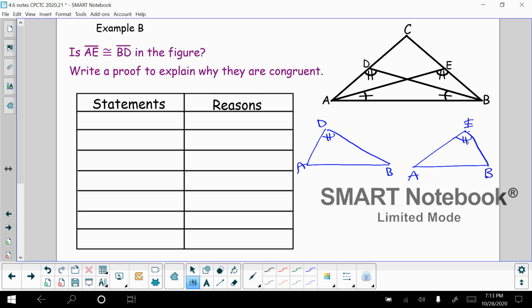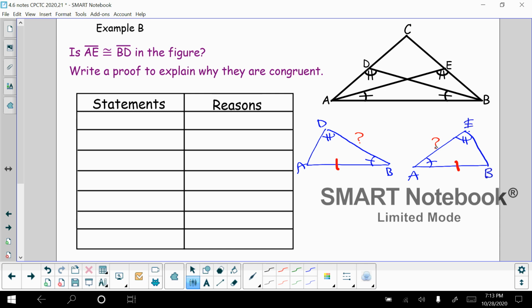So that angle is congruent to that angle. This tiny angle is congruent to this tiny angle. And one thing that's not marked, but you should know, is that AB is congruent to AB because it's its own segment. It's a shared segment, which is that reflexive property. Okay, so now the question was, is AE congruent to BD? So I'm going to put that question mark like I did on the last one.